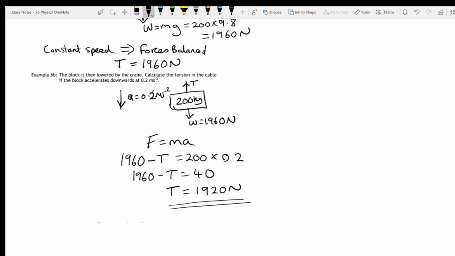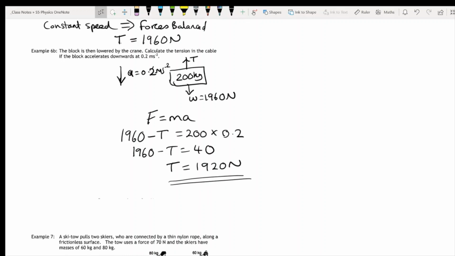Example 7 introduces a little bit more complication because we've got two bodies tied together. But it's actually the same. If you do the same thing over and over again to answer these ones, once you've done a few, you find out it's actually not too bad.